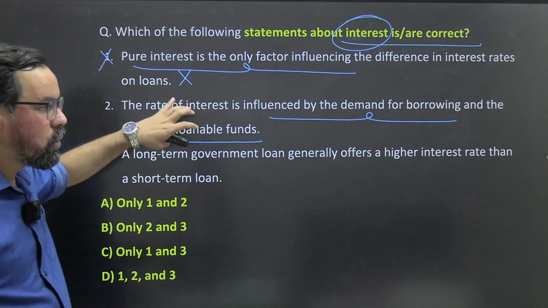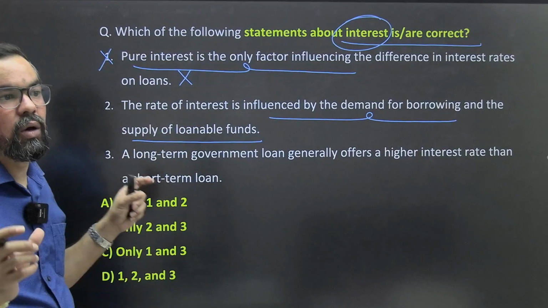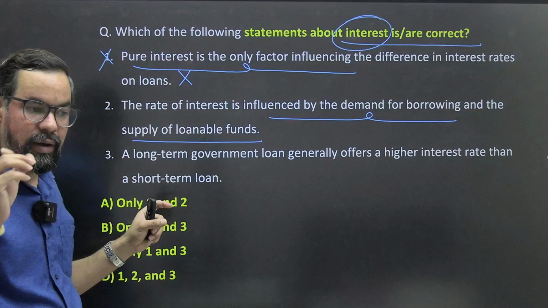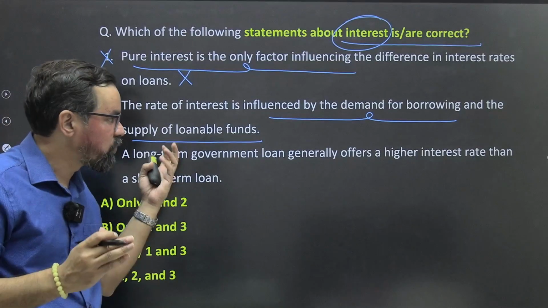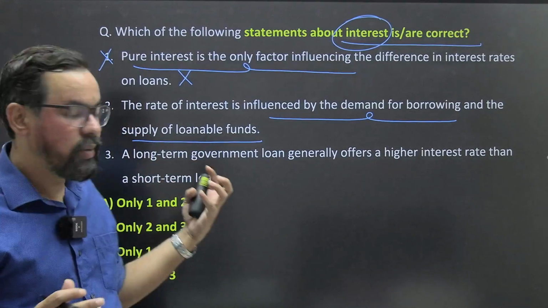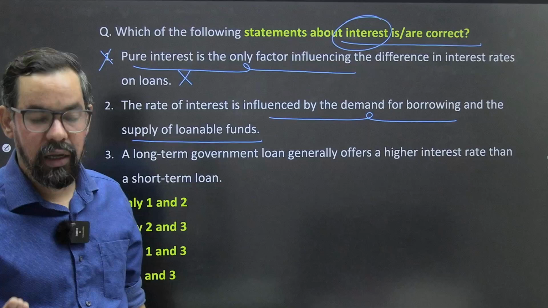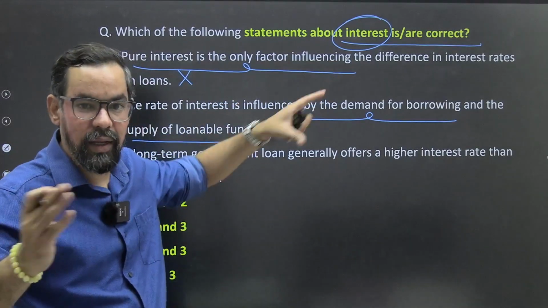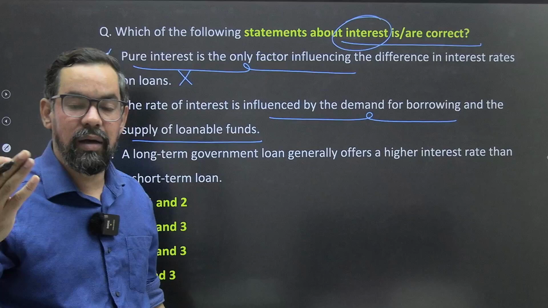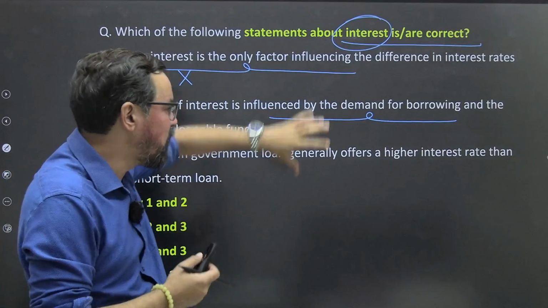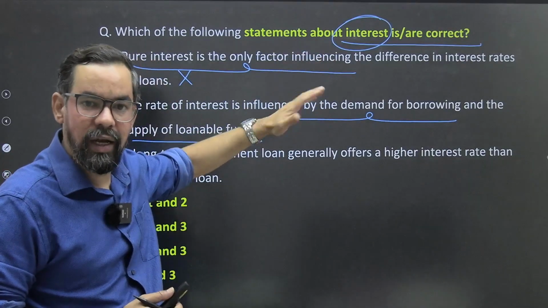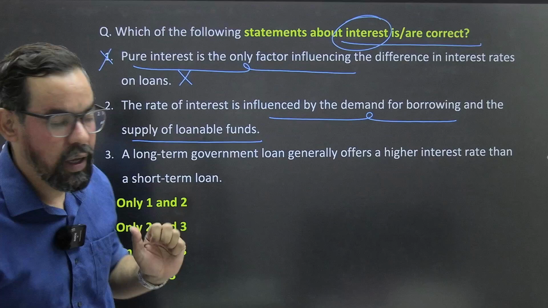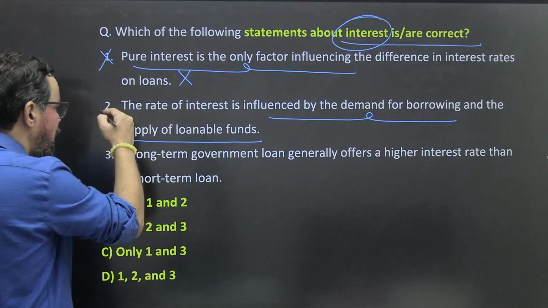The interest rate will be decided at the point where demand and supply intersect each other. That is our equilibrium point. If there is high demand, high supply, the interest rate will be high. If any one variable is on the higher or lower side, that is definitely going to impact the equilibrium point. So this is 100% true.